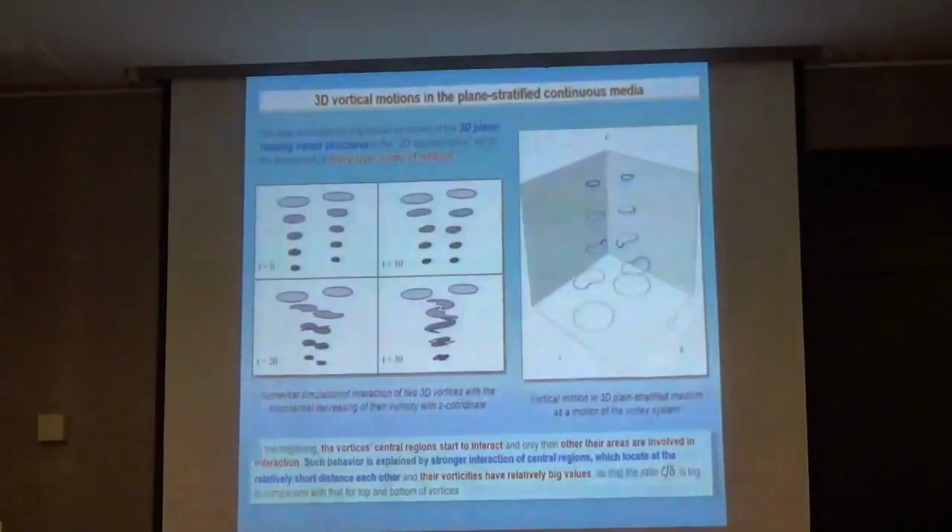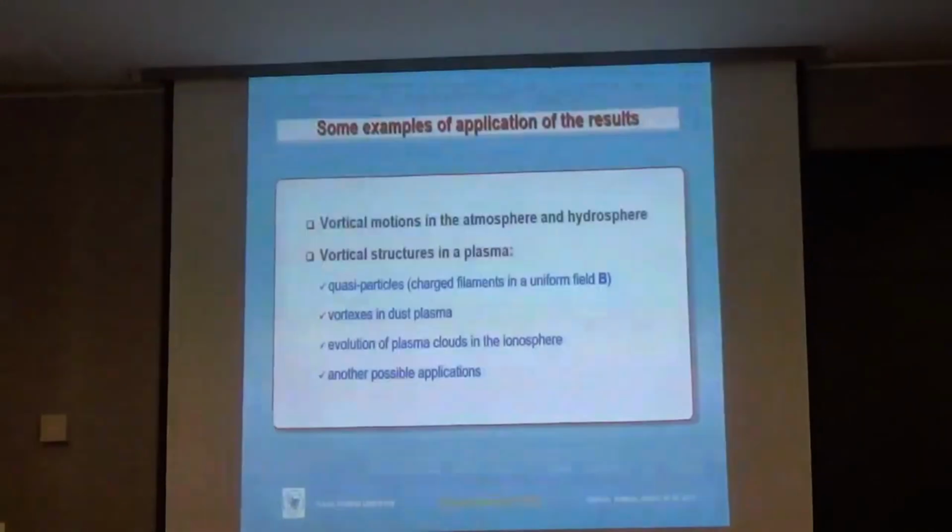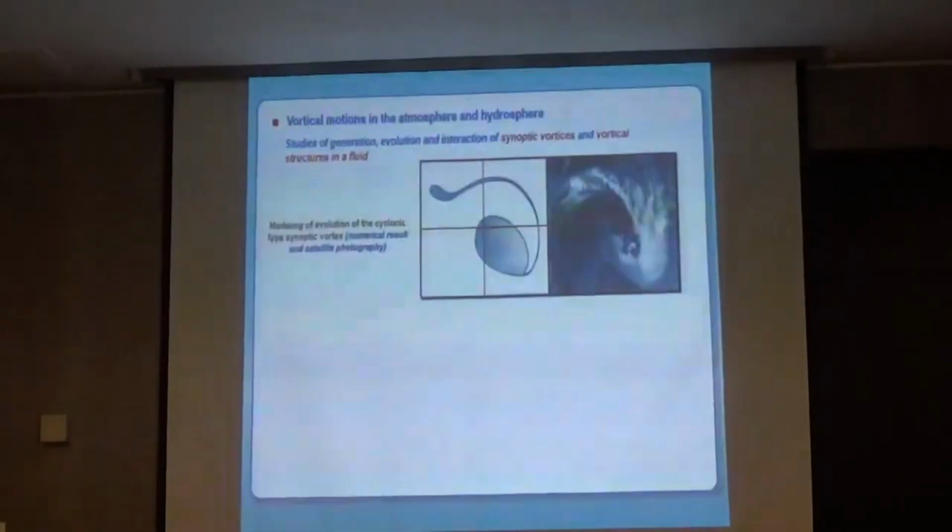And now I'll show some examples of our results on simulation of vortical motions in the atmosphere and hydrosphere and vortical structures in plasma. First example, vortical motions in the atmosphere and hydrosphere. You can see in this picture modeling of evolution of a cyclonic type synoptic vortex, numerical result, left panel, and satellite photograph.